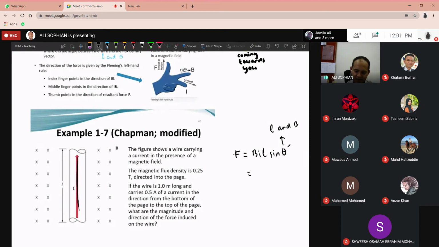So sin 90 degrees is 1. So this is equal to 1 times 1, so just B times I times L. B is 0.25, I is 0.5, and L is 1. So just multiply all these numbers together: 0.25 times 1 times 0.5, which equals 0.125 Newton. And it's to the left-hand side.